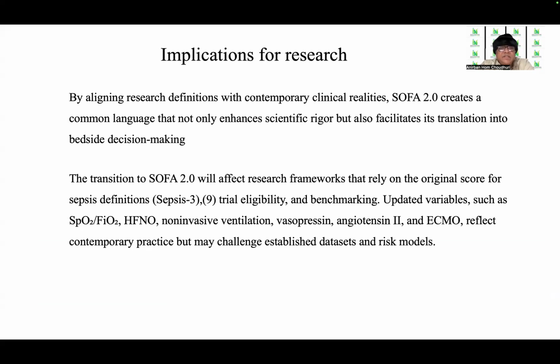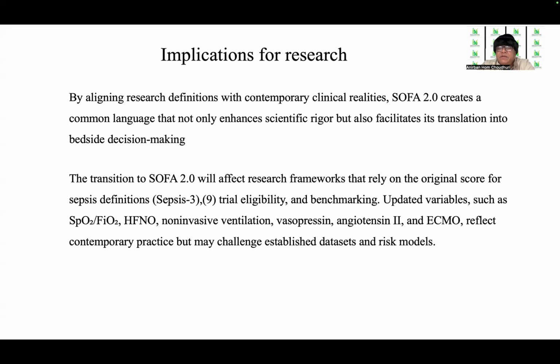By aligning research definitions with contemporary clinical realities, the SOFA 2 version creates a common language that not only enhances scientific rigor but also facilitates its translation into bedside decision making. And this transition to SOFA 2 will affect research frameworks that rely on the original score for sepsis, like Sepsis-3 trial eligibility and benchmarking. So, updated variables like the SF ratio, HFNO, NIV, vasopressin, angiotensin, and ECMO reflect contemporary practice but may challenge the established datasets and the risk models.